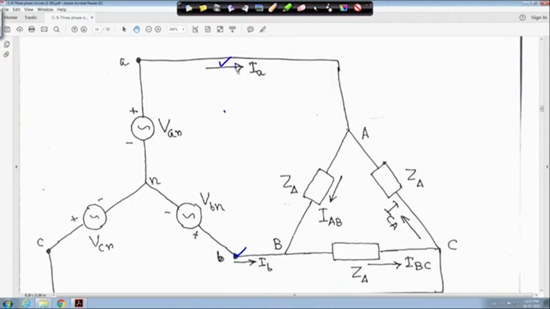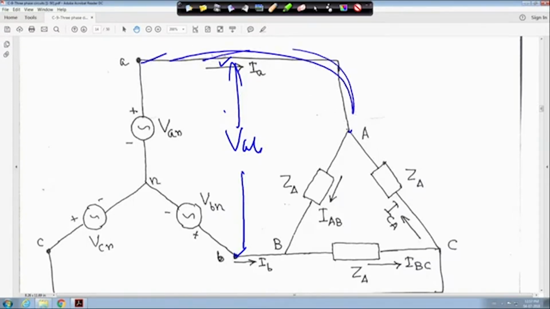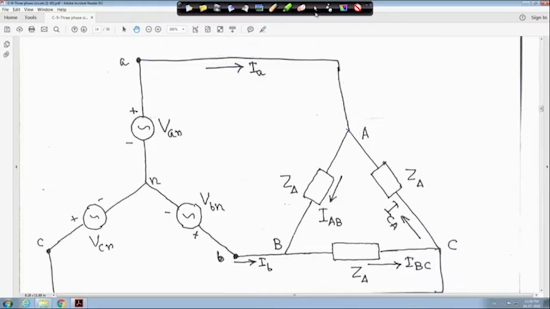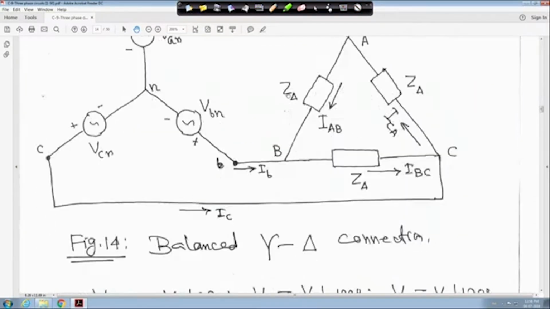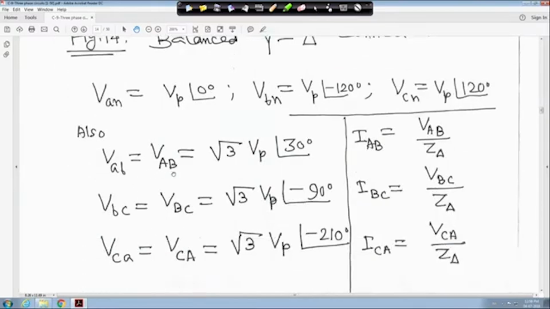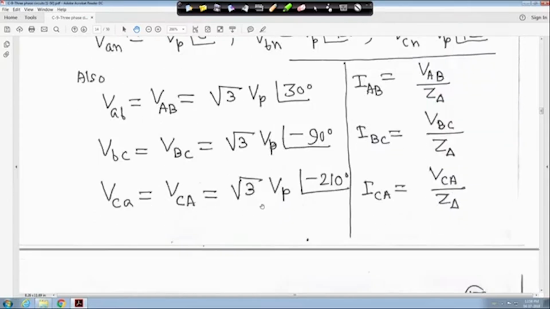This point is the same as A, because no element is connected here, and this point is B, with nothing connected here either. So, small VAB is equal to capital VAB. Similarly for BC and CA. So, VAB is equal to capital VAB, root 3 VP at angle 30 degrees, the same thing. VBC is also the same, root 3 VP at angle minus 90 degrees, and VCA is root 3 VP at angle minus 210 degrees.